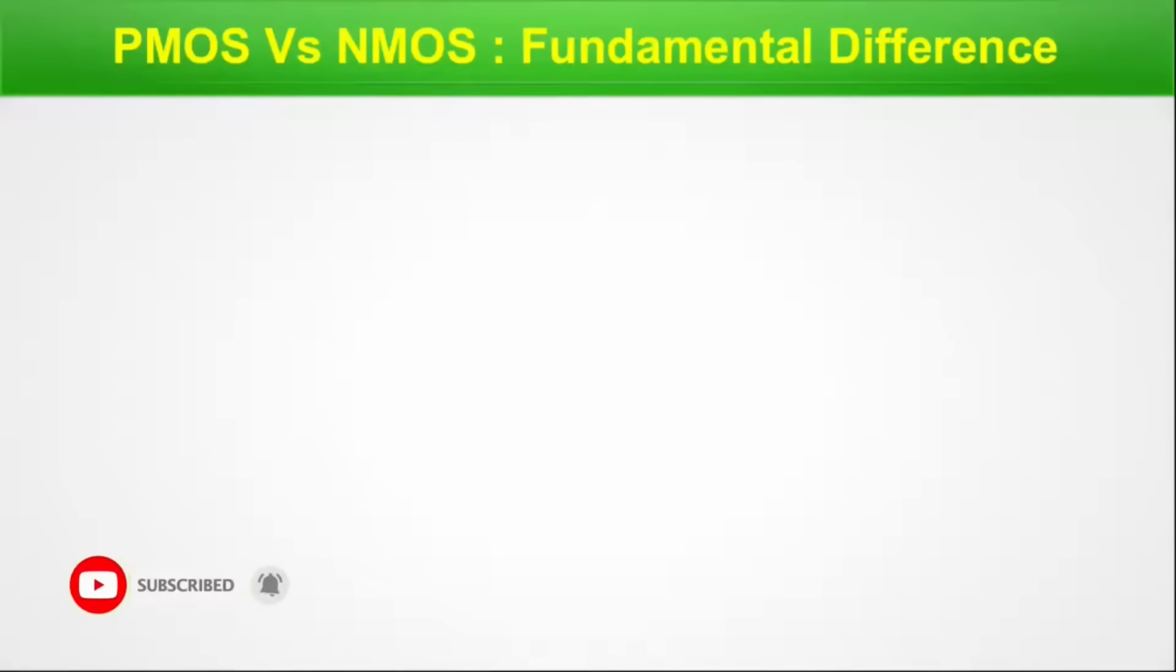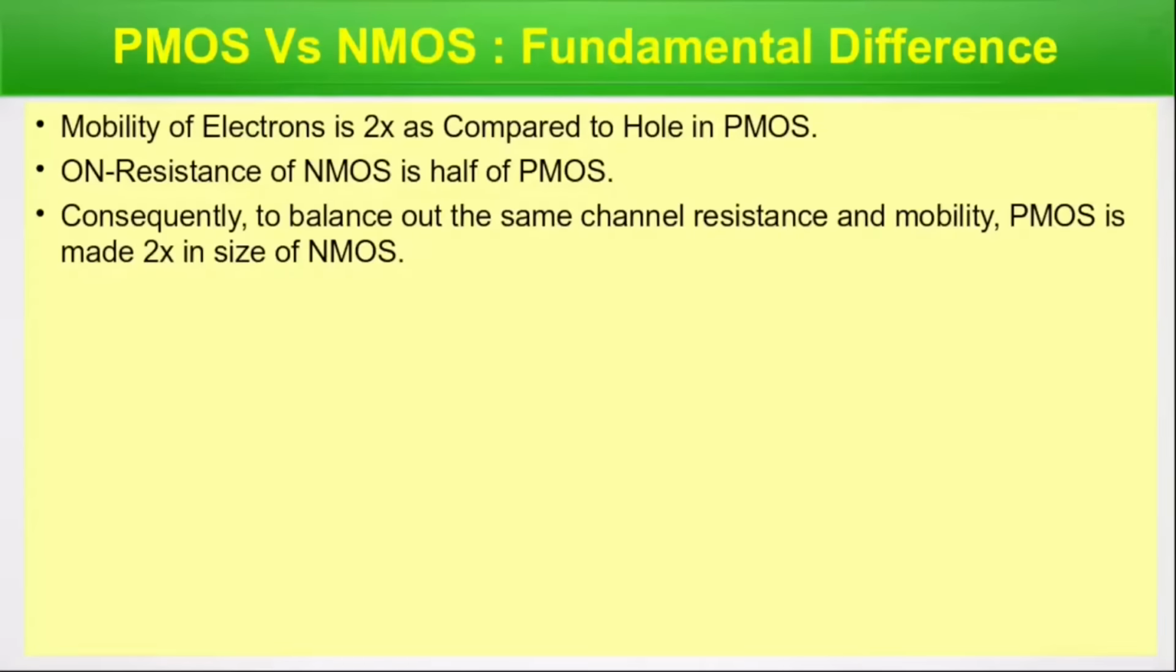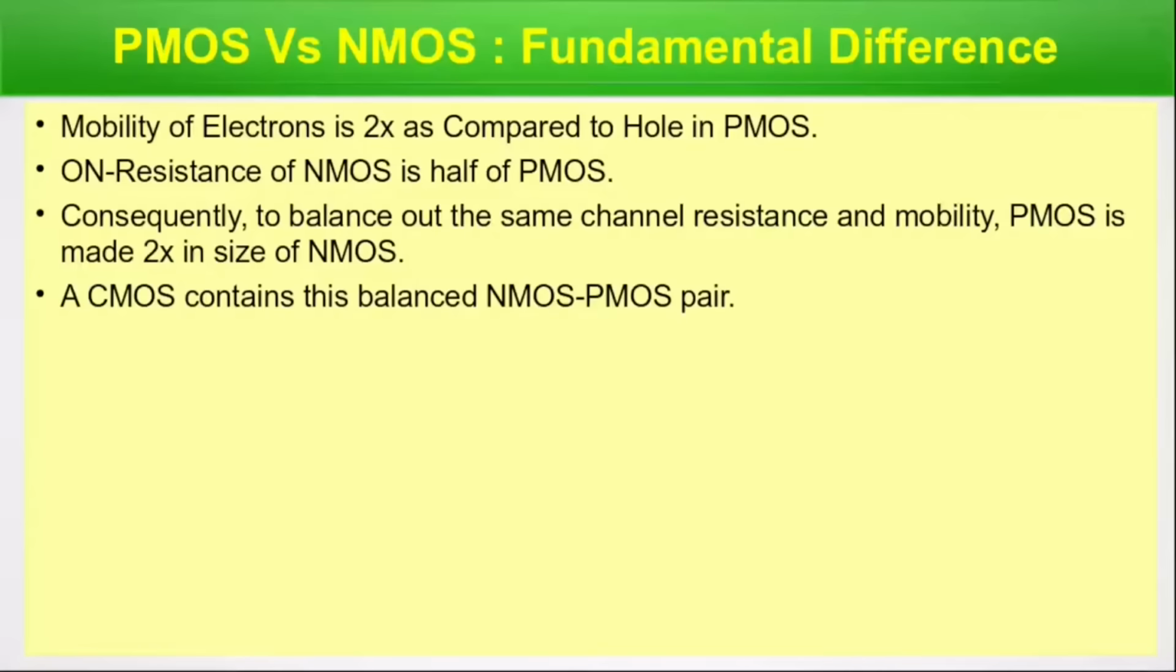PMOS versus NMOS, the fundamental difference. Mobility of electron is twice as compared to the hole in PMOS. On resistance of the NMOS is half of PMOS. Consequently, to balance out the same channel resistance and mobility, PMOS is made twice larger in size with respect to the NMOS. A CMOS contains this balanced NMOS and PMOS pair.